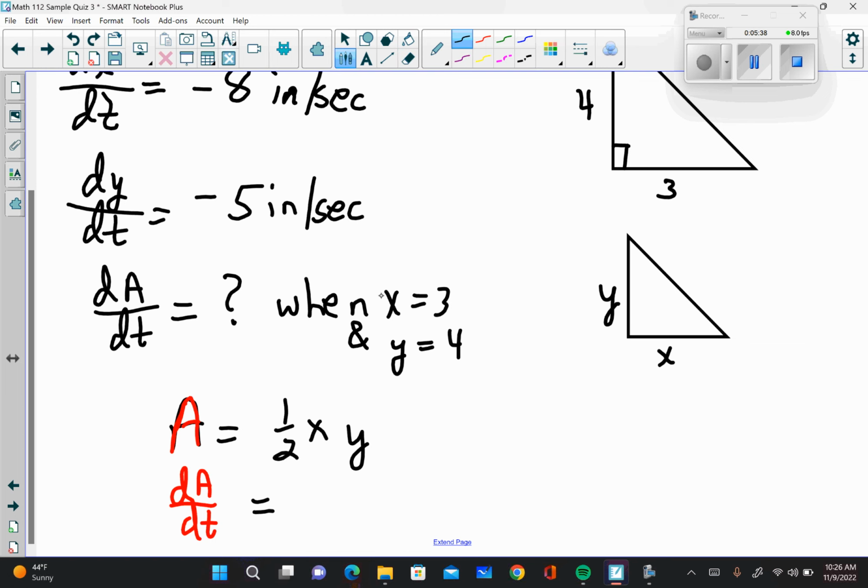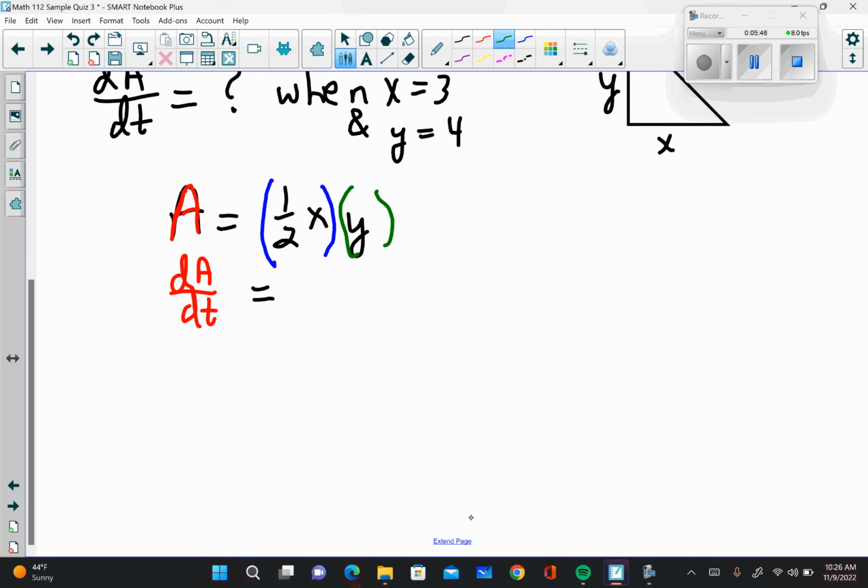The other side of the equal sign is called a product. The derivative of a product is the first times the derivative of the second plus the second times the derivative of the first. I'll repeat. The derivative of 1/2 xy is the first times the derivative of the second.